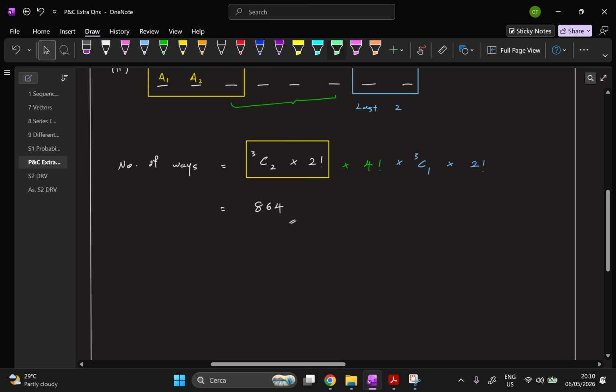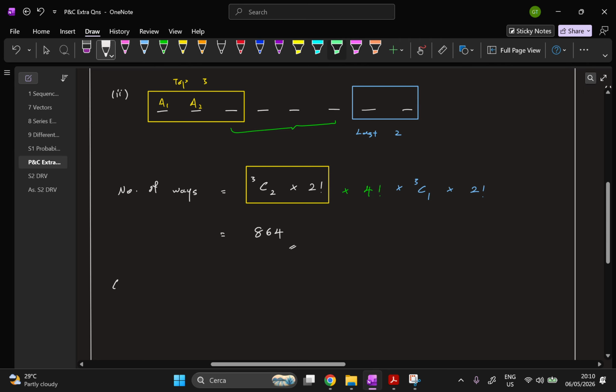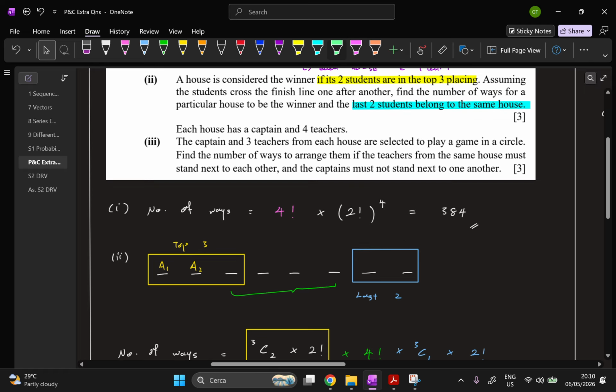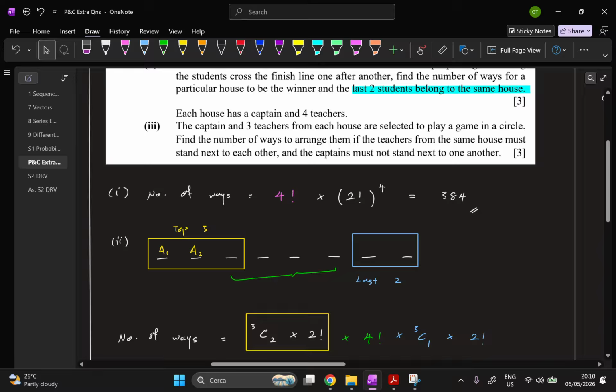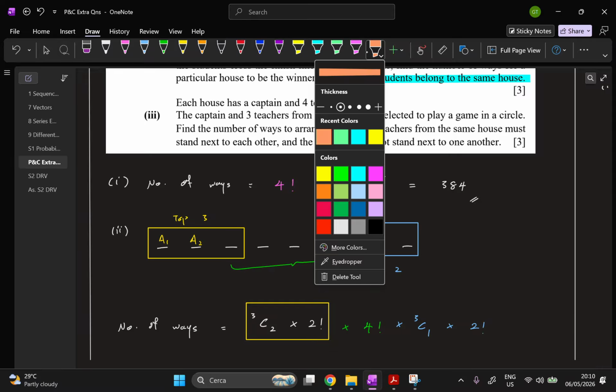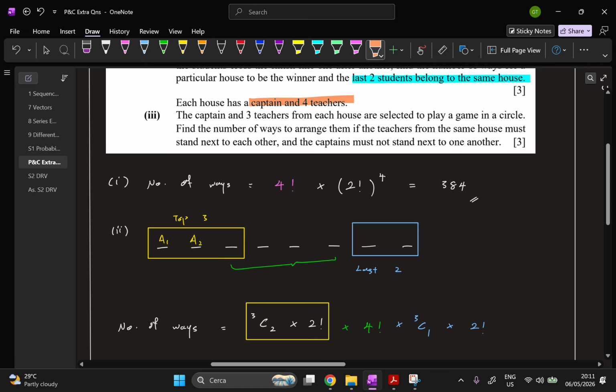Anyway, part 3 is where it gets interesting, and where I really don't think they should only be giving you 3 marks, because there's a lot of new ways that you need to think. But the answer is actually quite simple. So they introduce a new party here, the teachers. They say each house has a captain and 4 teachers, and they are selected to play in a circle. This is fantastic. We love circles.